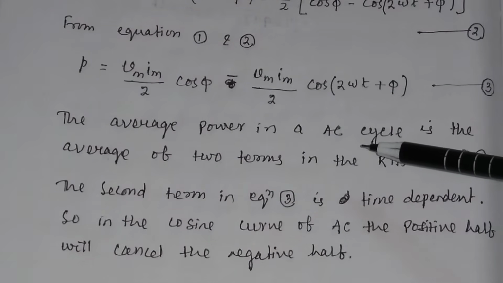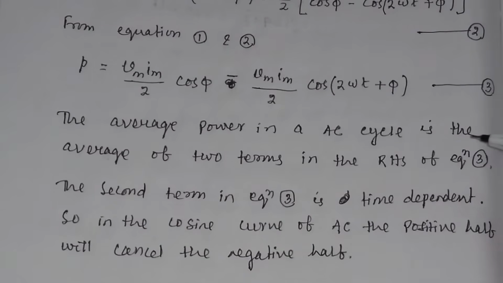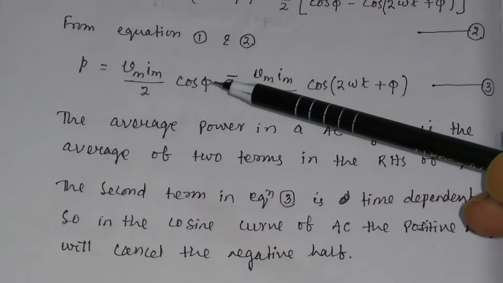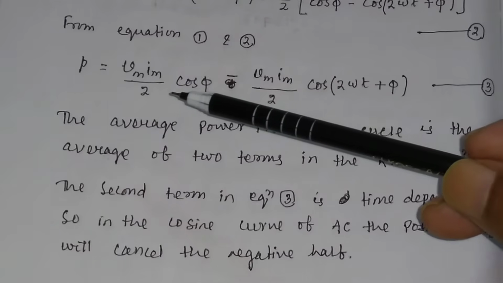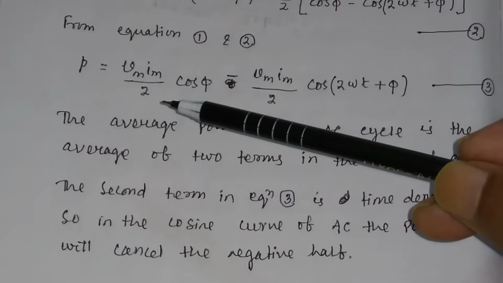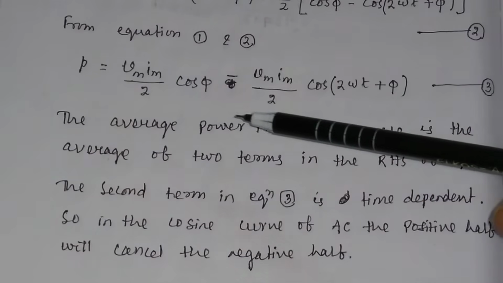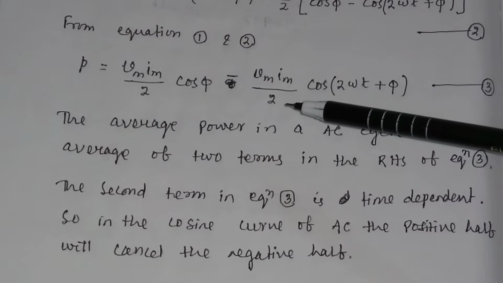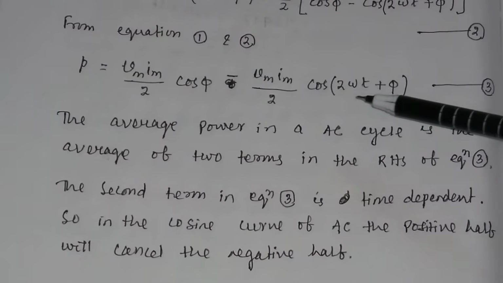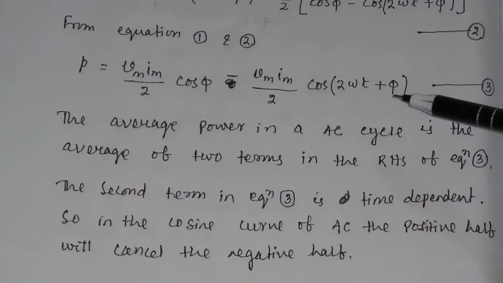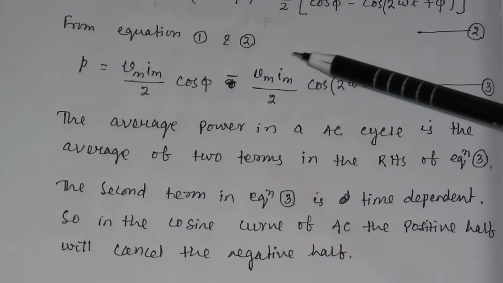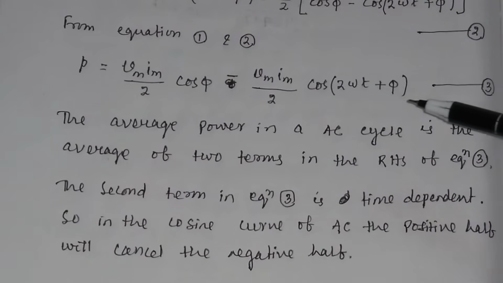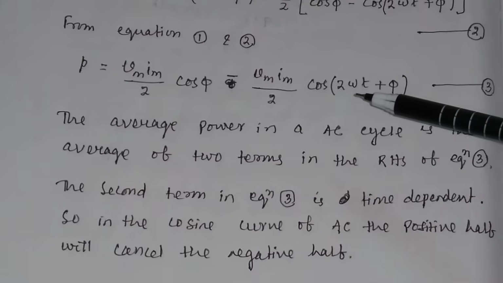The average power consists of two terms. One term is Vm Im divided by 2 into cos phi, another term is Vm Im divided by 2 into cos 2 omega t plus phi. This second term in equation 3 is time dependent. Here you have a factor 2 omega t.